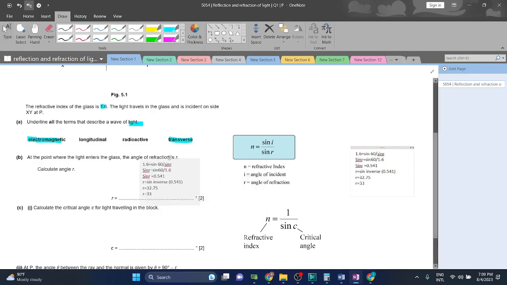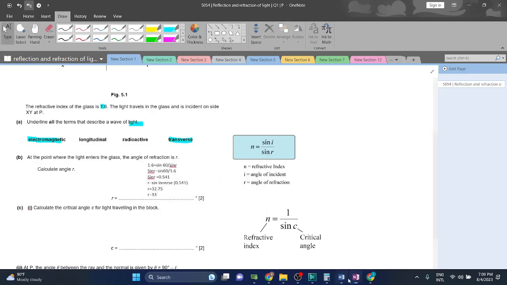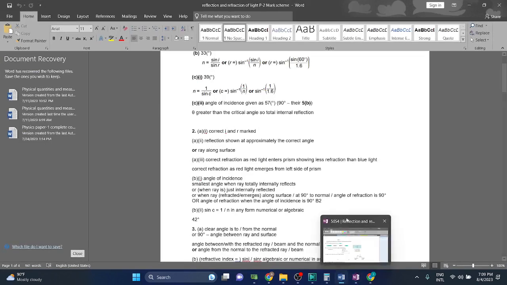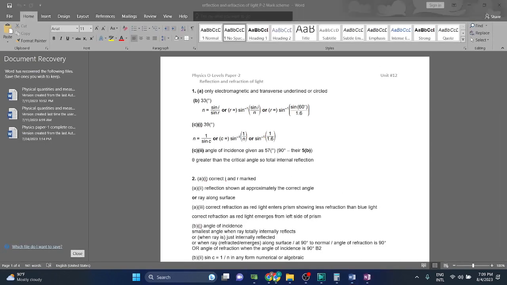So very simple question. It's a 2-mark question, 2 free marks. You just have to know how to extract the information out of the question. Okay, this is the answer.